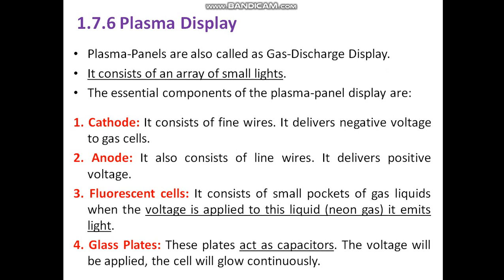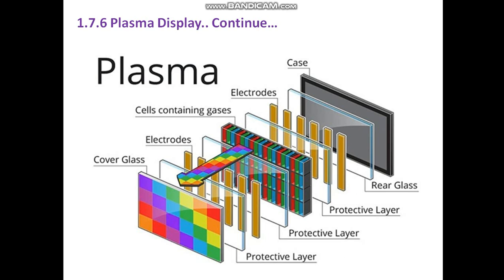The voltage will be applied, the cell will glow continuously. A capacitor is a device that stores electrical energy in an electric field. So the glass plates act as a capacitor, and the voltage will be applied on it. The cell will glow continuously. Here is the architecture of plasma display.